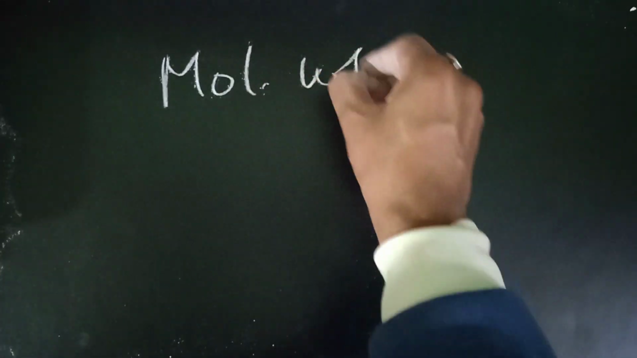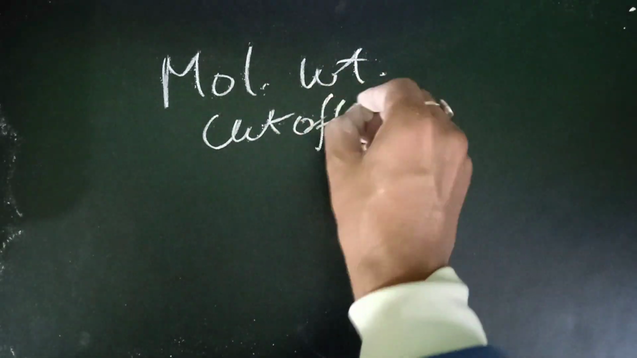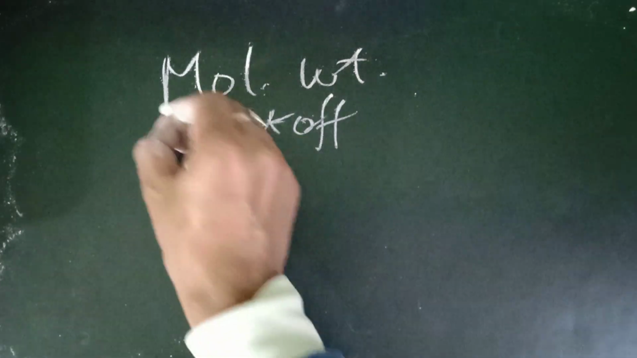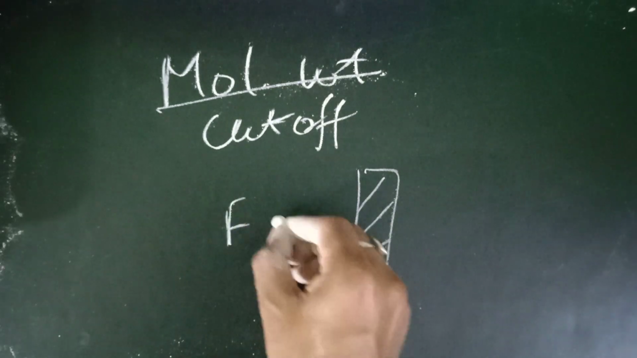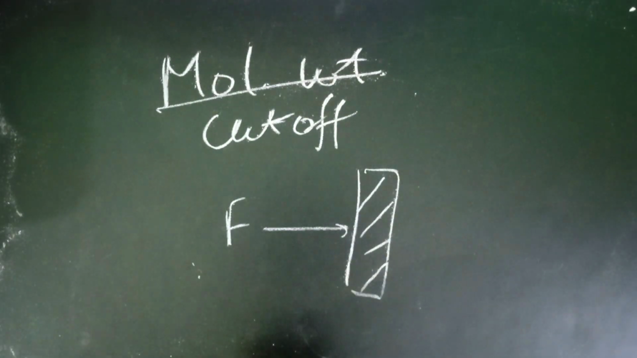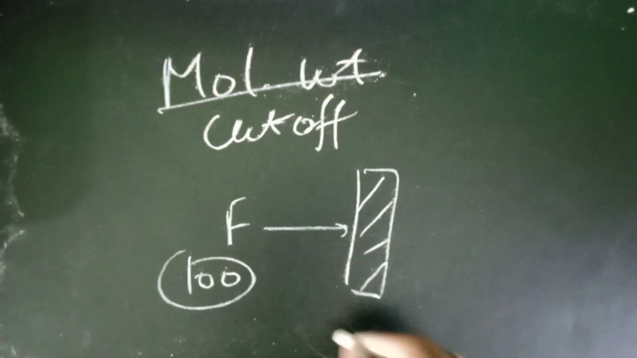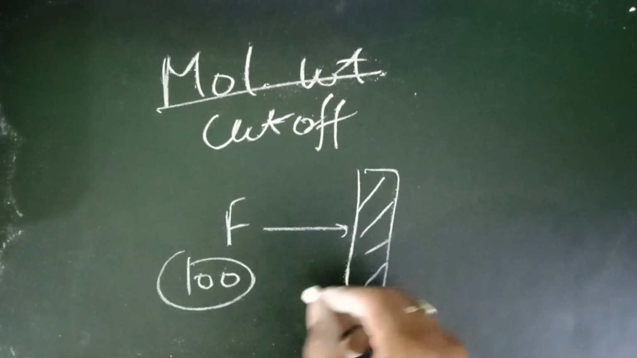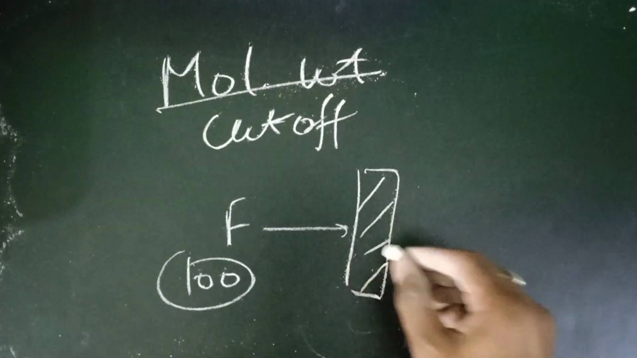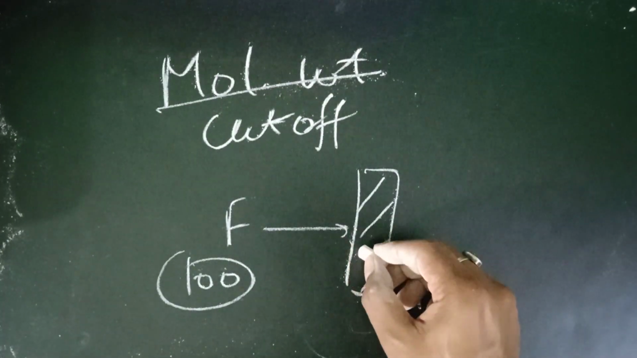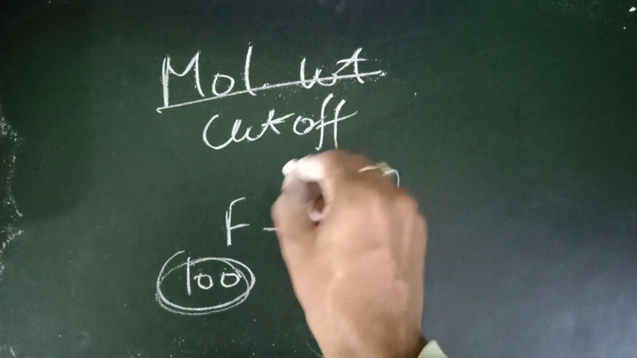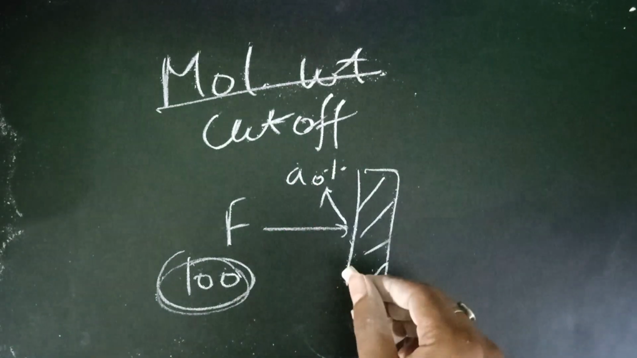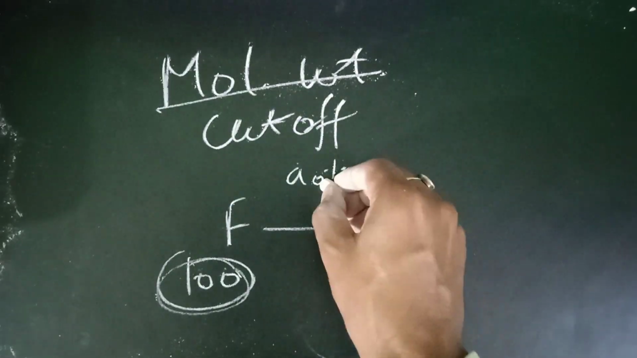Next we have a molecular weight cutoff. Molecular weight cutoff, and what does it actually mean? This is our membrane. Let's say our feed is coming of some molecular weight, let's take 100 for example, and this 100 is our molecular weight cutoff. Then at least 90% of this molecular weight solute would be rejected back. It could be more, but at least 90% is rejected back.